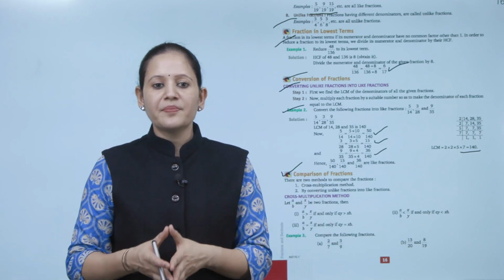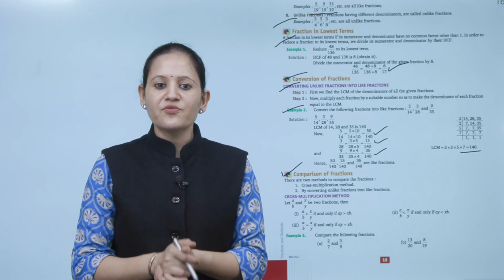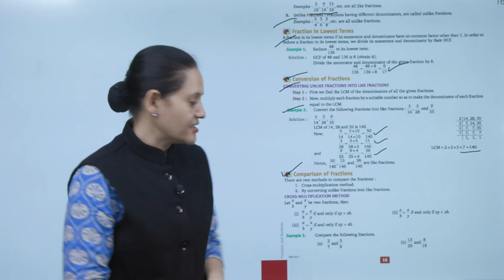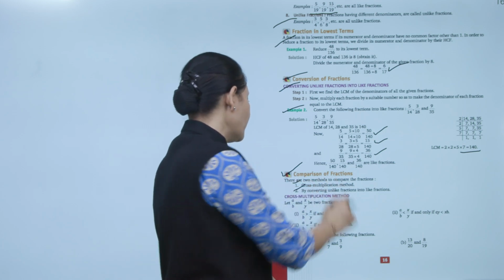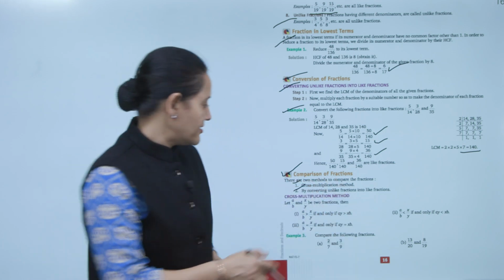There are two methods to compare fractions. First is the cross multiplication method and another is by converting unlike fractions into like fractions. These are the two methods of comparing fractions. So first we'll take the cross multiplication method.